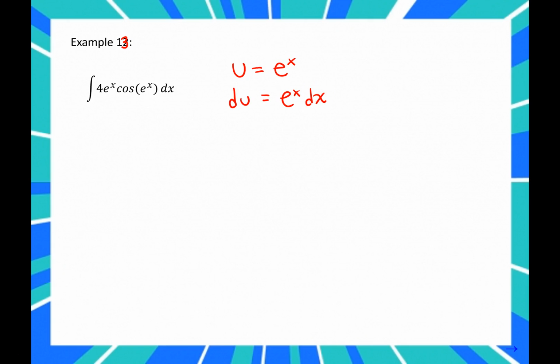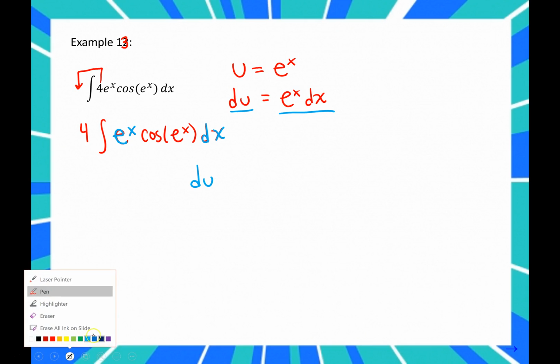So I'm ready to go ahead and start this problem, but first I'm going to pull that 4 out. So I've got 4 integral e to the x cosine e to the x dx. And now we have tons of matches here. First of all, we have a match with our e to the x dx. Not perfectly in the right order, but there's the match right there. So that whole thing becomes a du.